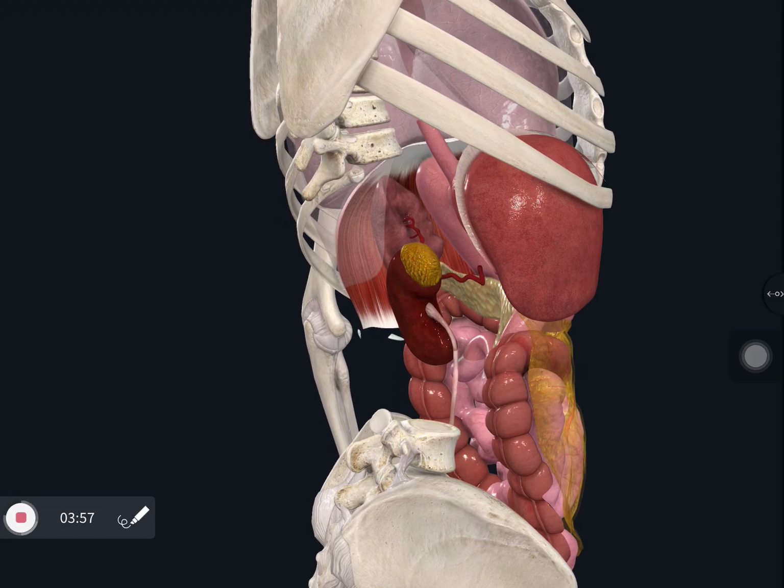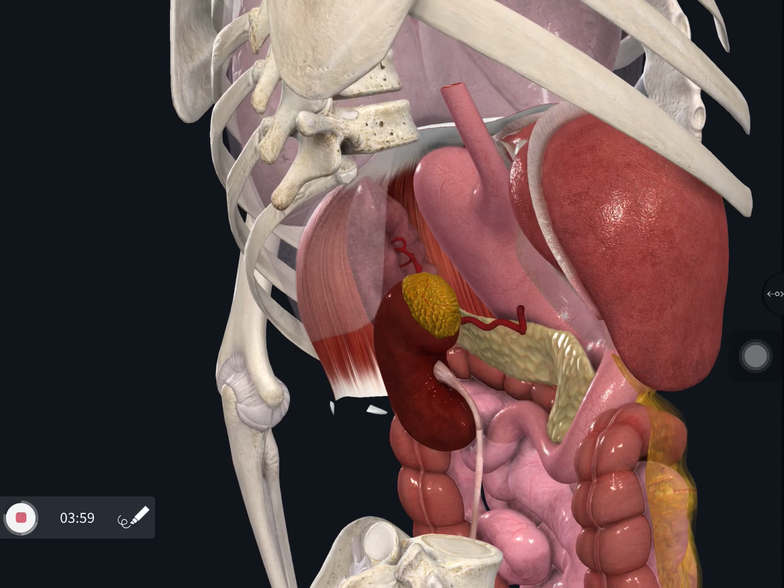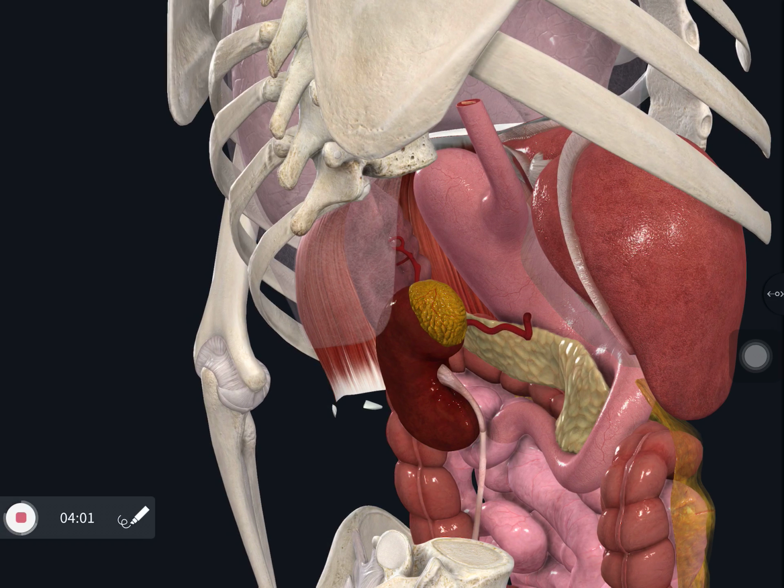We've got also another thing. It can't be seen here, but there is an extension, a ligament, which extends from the stomach back to the spleen, called the gastrosplenic ligament.